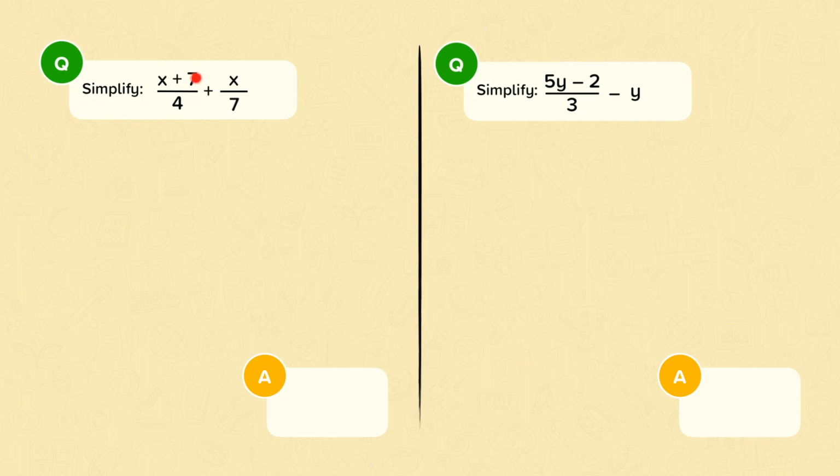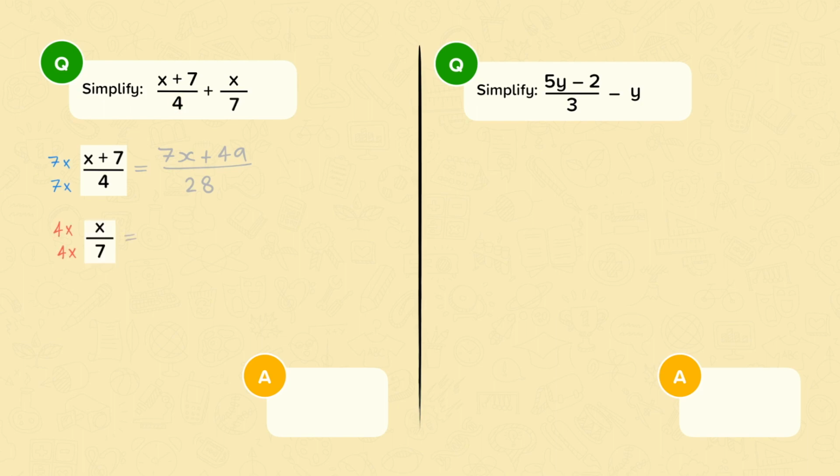Simplify x plus 7 over 4 plus x over 7. First thing we need to do is get our denominators the same. So I'm going to multiply this fraction, top and bottom, by 7. So that will simplify down to 7x plus 49 over 28. I now need to do the same with this fraction, multiplying top and bottom by 4.